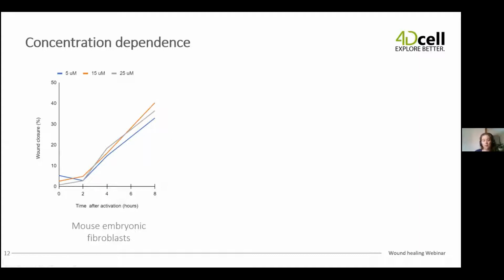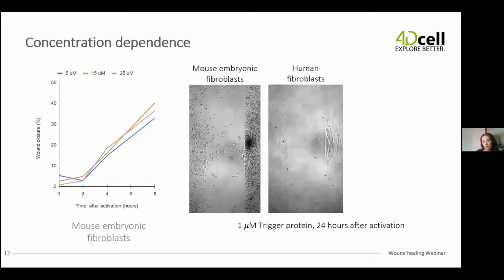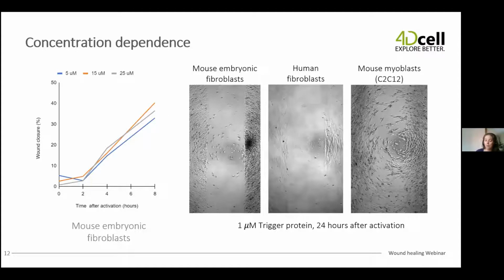So I tried a concentration that was even lower, and in this case, for 1 micromolar, the mouse embryonic fibroblasts were not able to migrate into the wound even after 24 hours. I also tested human fibroblasts, which did not migrate either, and C2C12s. And for the C2C12s, surprisingly, we could see that there's some cells that are able to migrate into the wound, but they don't migrate as a united front as you'd expect for a classical wound healing experiment.